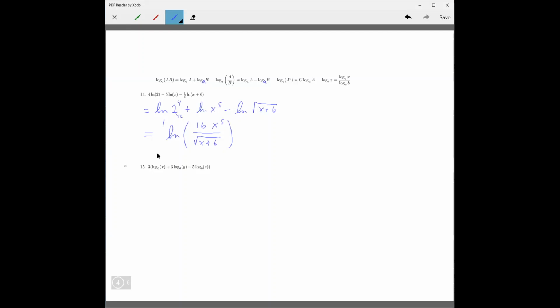And there you go. That should work out right there. Number 15, the same thing. You want to combine into one expression. So again, the first thing you do is pull these 3s up. Pull these coefficients up. So that 3 goes up to there. This 3 goes up to there. Five goes up to there.